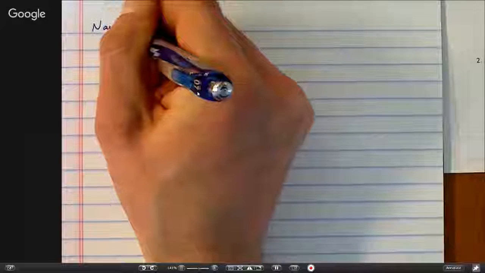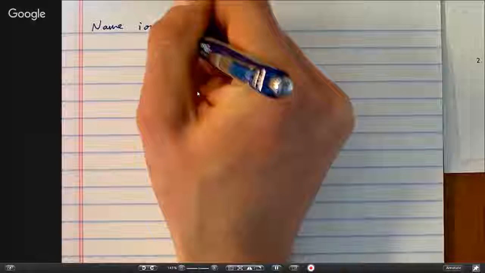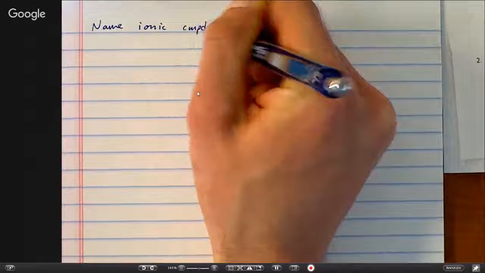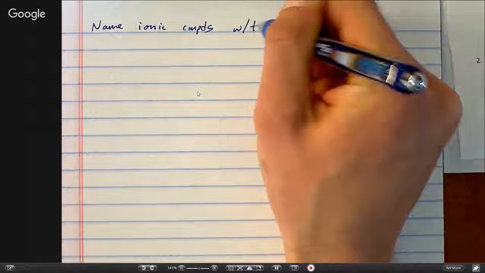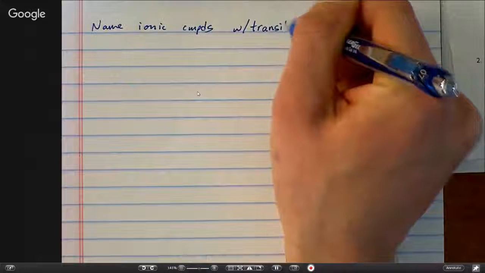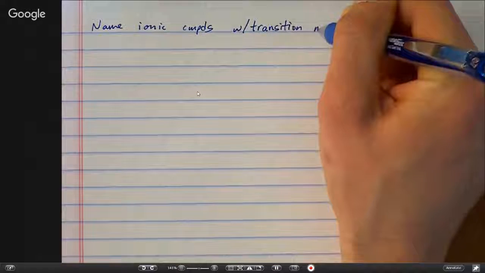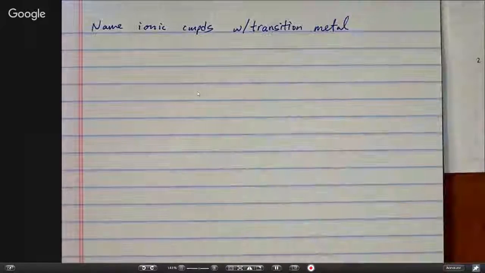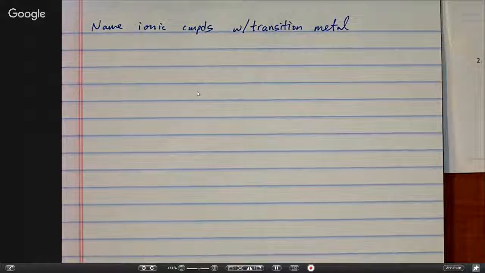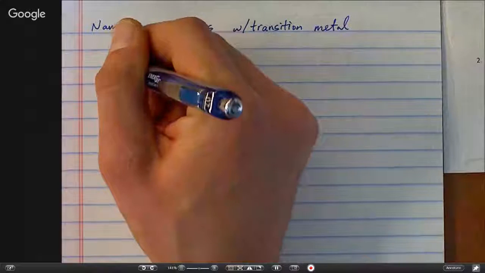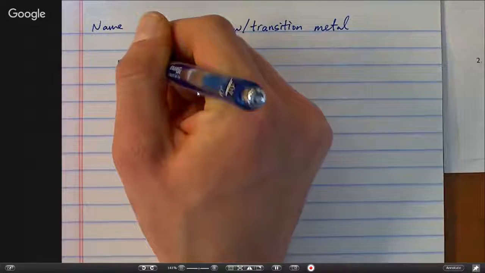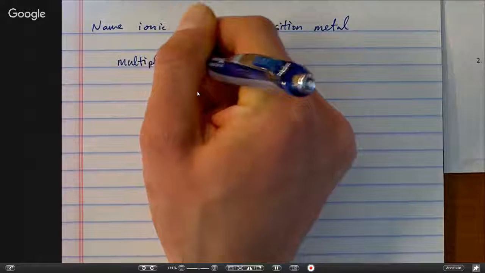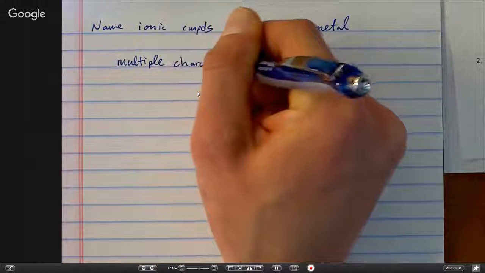Wanted to give you a quick tutorial on how to name ionic compounds that happen to have a transition metal for the metal. Not terribly different from what we've done, but in this case, as I mentioned previously, some metals can have multiple charges possible. So multiple charges.